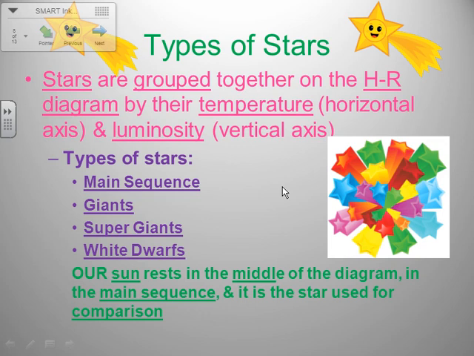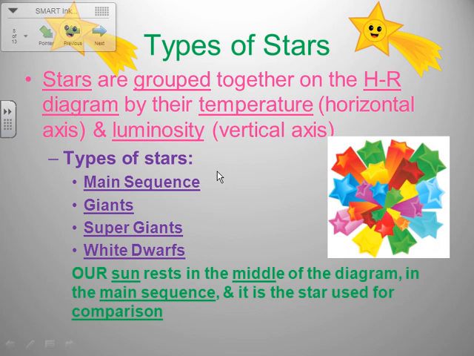Okay, so the next slide is about types of stars. Stars are grouped together on the HR diagram by their temperature, which is on the horizontal axis, we just looked at that, and luminosity, which is on the vertical axis. And again, that means brightness of the star.